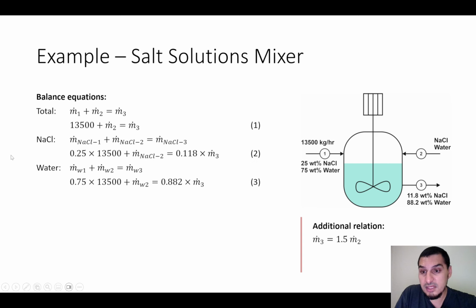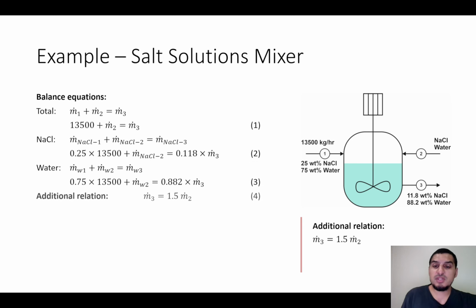Of course, these are not 3 equations. These are 2 independent equations and 1 dependent. So we will pick any 2 of them according to which are easier for us to use. Finally, we have the additional relation, which is M3 equals 1.5 M2. So we have 4 equations. We need to pick 2 of the first 3 and the 4th one. One thing which is a very important skill that you have to acquire when you solve these problems is to be able to pick the equations that would be easier to solve together.